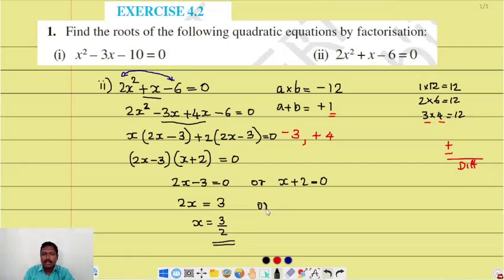Now the second value we can find: x plus 2 is equal to 0, you have to transpose 2 to the right side, then you will get 0 minus 2. What is 0 minus 2? It is minus 2. So x is equal to minus 2. So the values of x are, x is equal to 3 by 2 or x is equal to minus 2. Two values we will get for x. That means the roots of the quadratic equation.